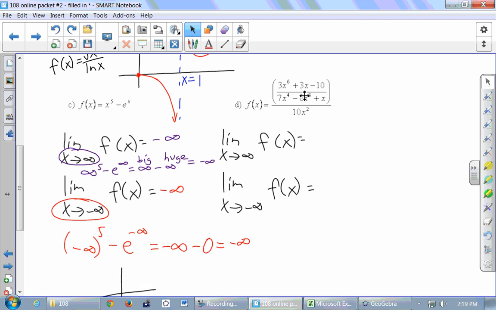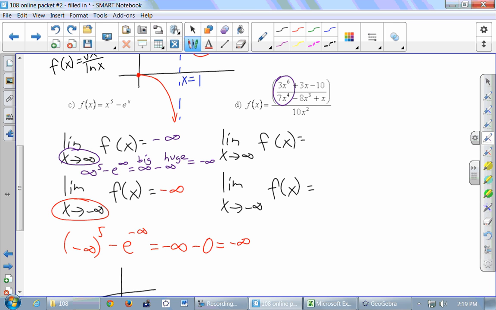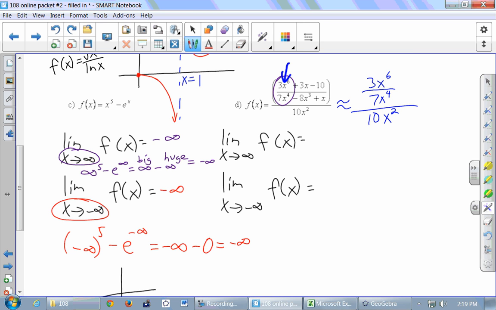Okay, last one is this thing right here. Again, the basic idea when you have a rational function is to just look at the leading terms, only the highest powers. So I'm going to say this is basically the function 3x to the 6th over 7x to the 4th, the whole thing divided by 10x squared. That's legitimate because we're looking at end behavior and we're making x very big. And when x is very big, this x to the 6th is going to completely dwarf 3 times x and subtract 10. So it's okay to just look at the 3x to the 6th. That's the only important thing when x is huge.